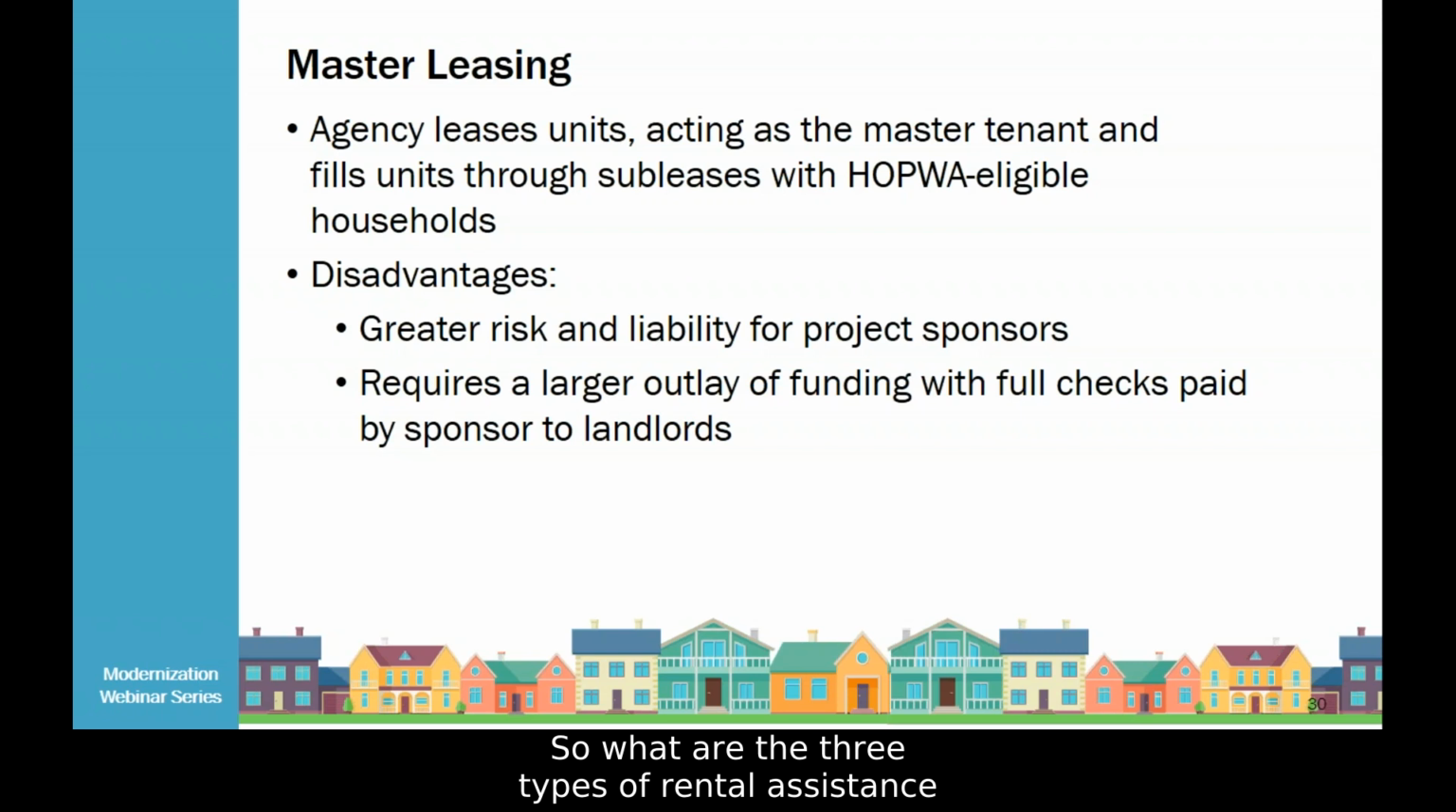So those are the three types of rental assistance that we wanted to review with you, along with describing some of their advantages and disadvantages. For all of these types, we encourage you to look at the pros and cons and weigh them against each other while you think about that community need, while you think about your budget, and while you think about your mission.